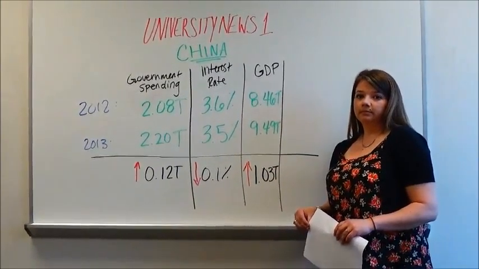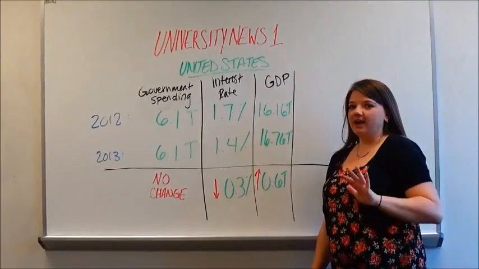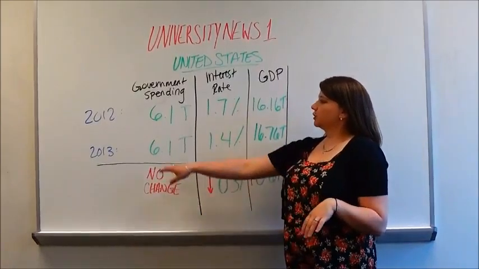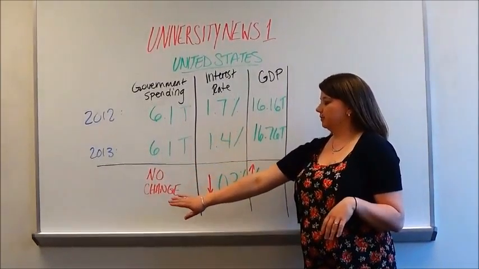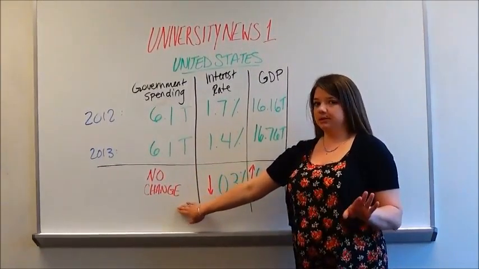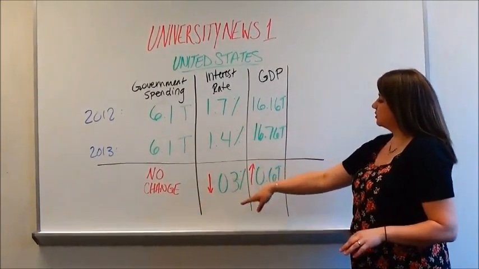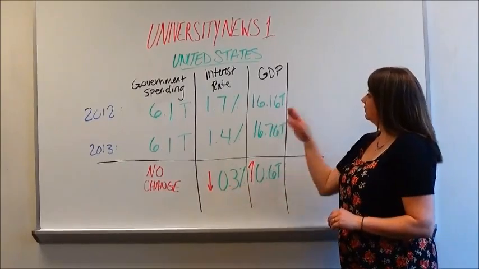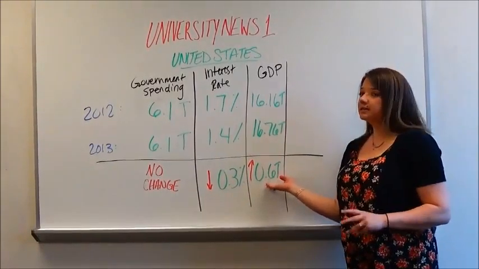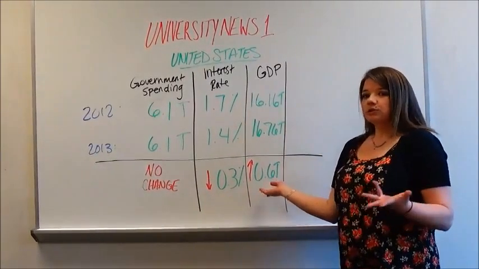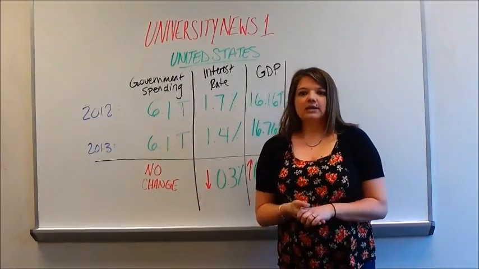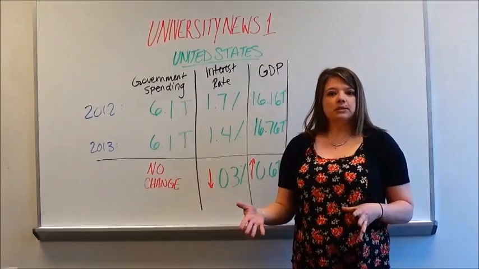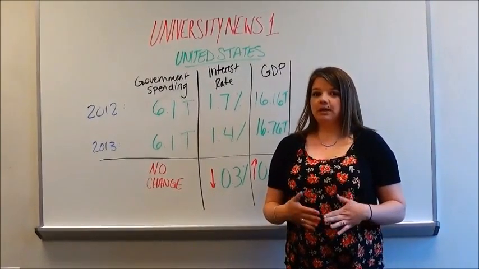policy. So now we're going to take a look at the United States between 2012 and 2013. For the United States, government spending had absolutely no change. For the interest rate, we were able to decrease it 0.3%. And then our GDP actually increased 0.6 trillion. So what does this mean? The United States has kept the government spending the same, but lowered the interest rate to promote spending and in turn raise the GDP.